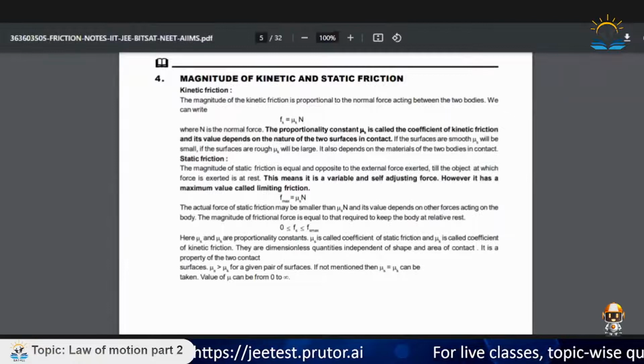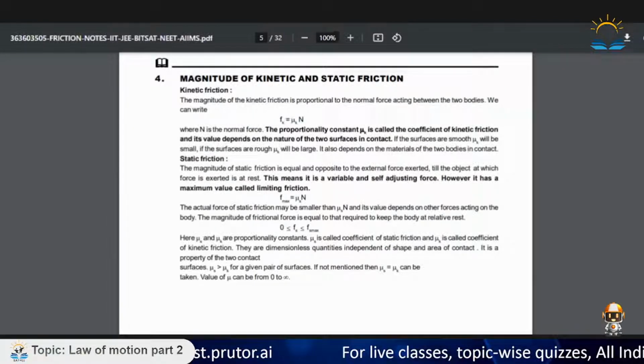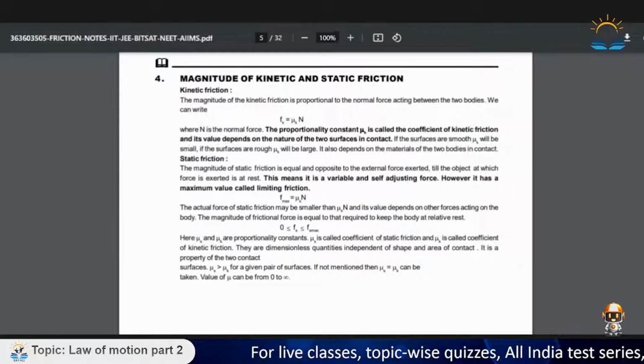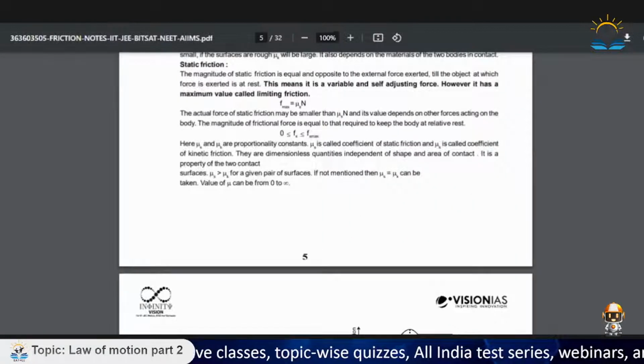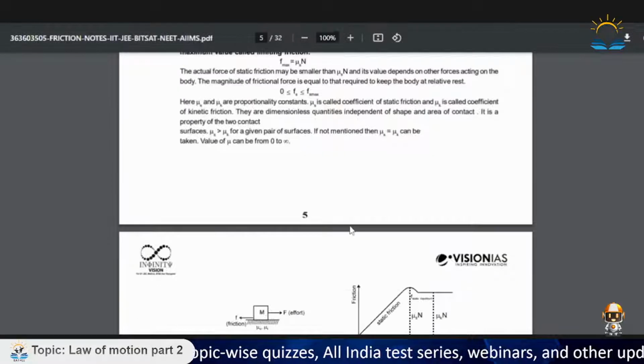Magnitude of kinetic and static friction. Kinetic friction magnitude is mu k n, and static friction's magnitude lies between 0 to F max, and F max is basically mu n. So static friction can be anything from 0 to mu n.